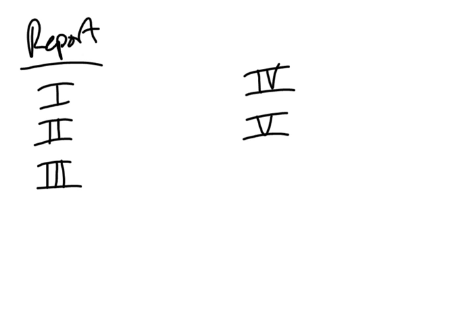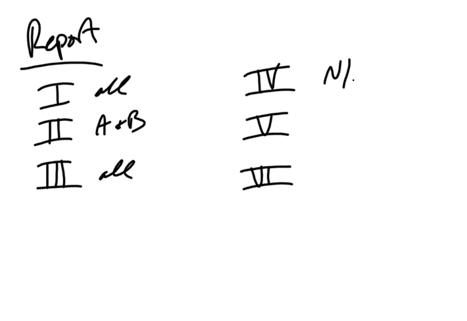Your lab report is going to consist of 1, 2, 3, 4, 5, 6. With 1, you're going to do all. For 2, you're going to do A and B only. 3, which is your data tables, all. 4 is a graph. You're not going to have a graph, so don't worry about it.